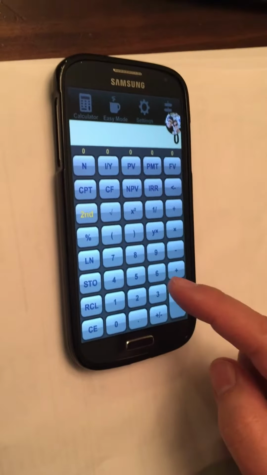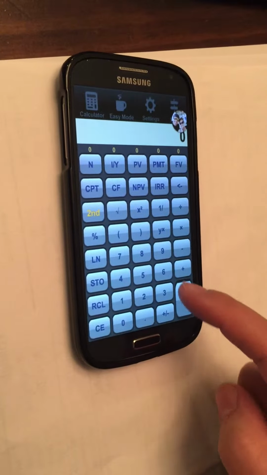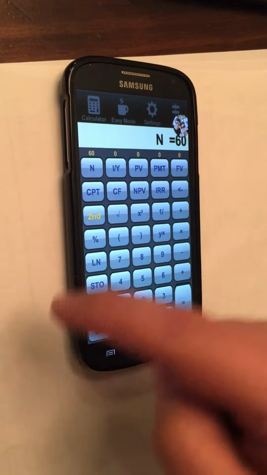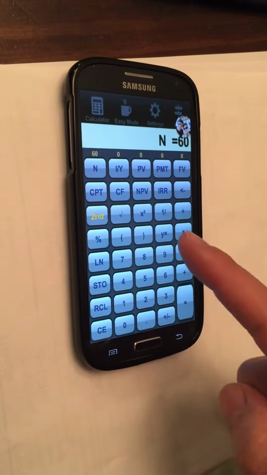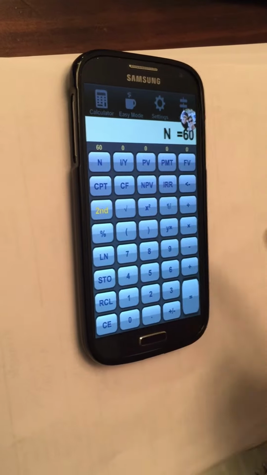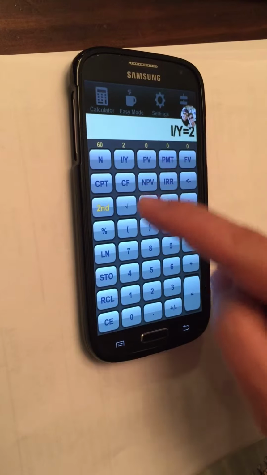So for your periods, in the question it says you have 15 periods. I'm going to multiply that by 4 and that gives me 60. So I type 60 and put it in for n, which is the periods. My interest rate is 8%, but since I'm compounding it quarterly, I'm going to divide that by 4, which will give me 2. 2 is my interest rate. I put that in the I.